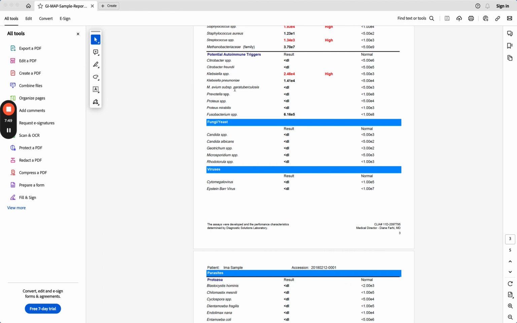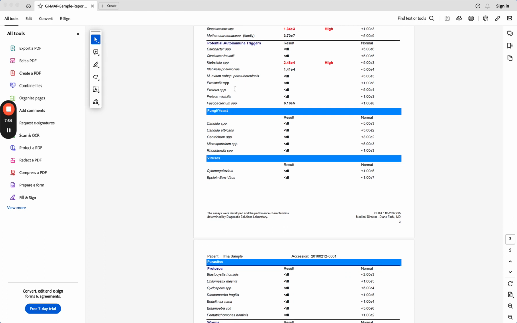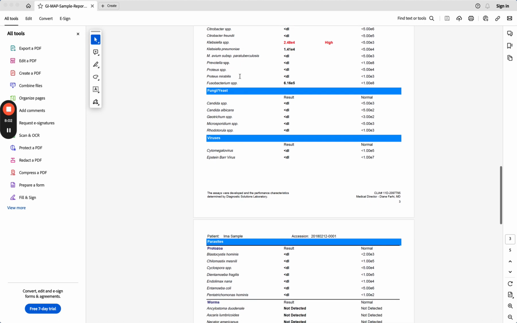But remember, this is just a single day in your stool, and I forgot to mention that. So it doesn't mean that Klebsiella is always overgrown. It could mean that on this particular day, Klebsiella was a little bit high. So that's one other caveat with this test.